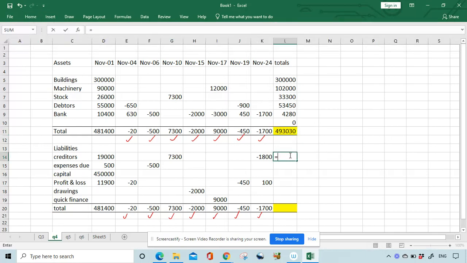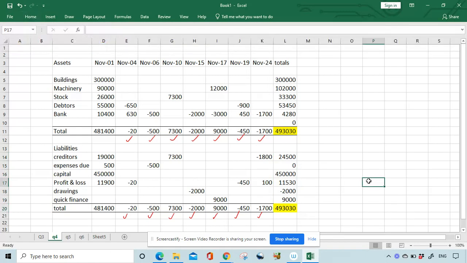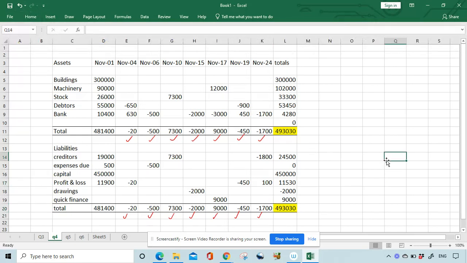I'm going to do the same thing for liabilities. Do it all the way down. And again, happy days, we get 493,030. So that's the question done. Everything balances. Job's a good one.